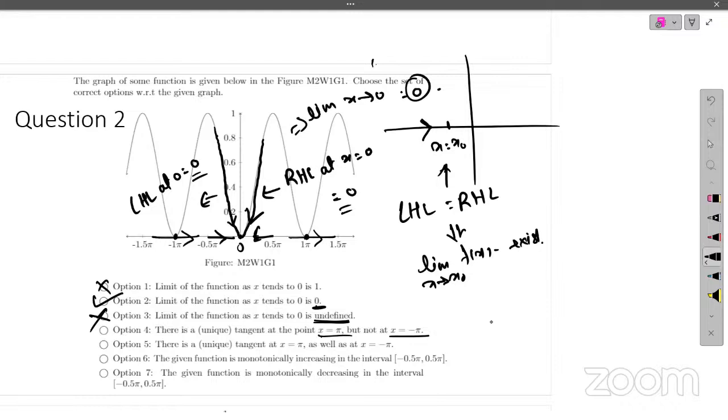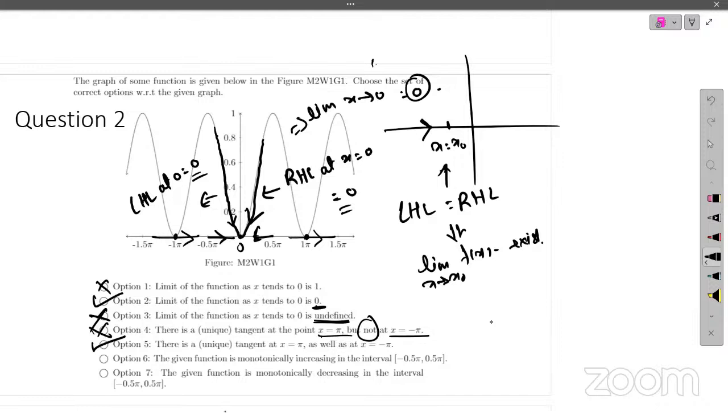right? So that means at x equals pi and also at x equals minus pi we have a unique tangent. So this option is not correct, because it says there is a unique tangent at x equals pi but not at x equals minus pi. So this option is discarded. Now, because of the previous discussion, this one is correct, because we have a unique tangent at pi and minus pi.